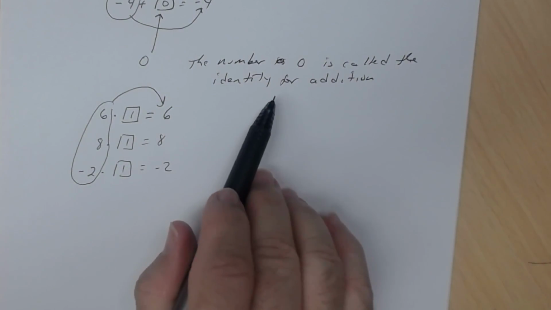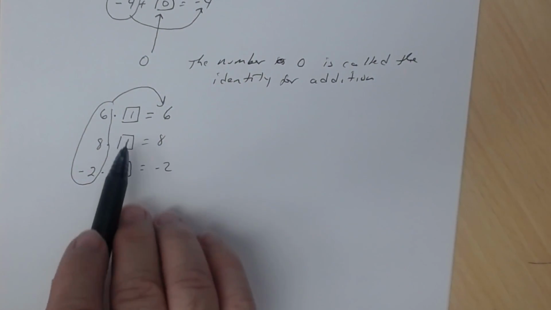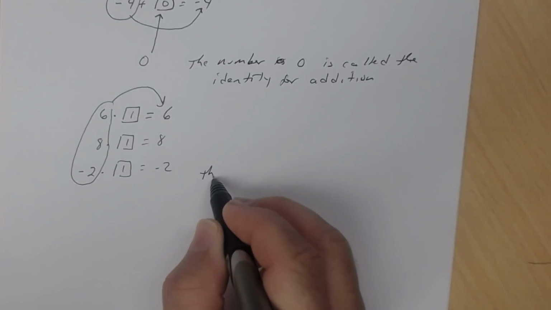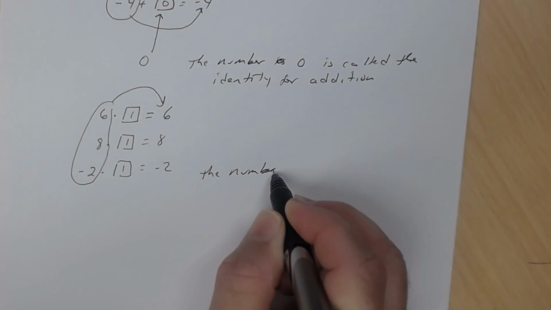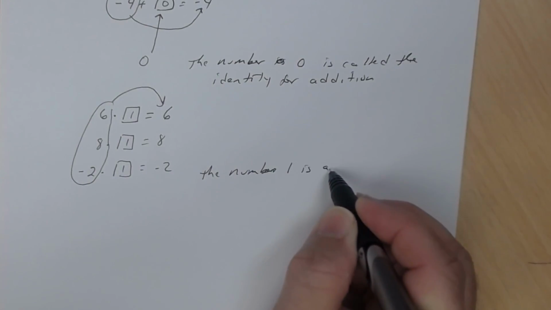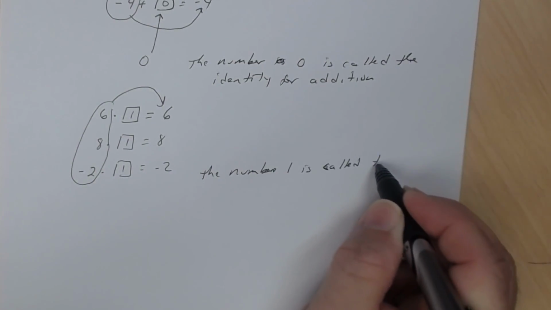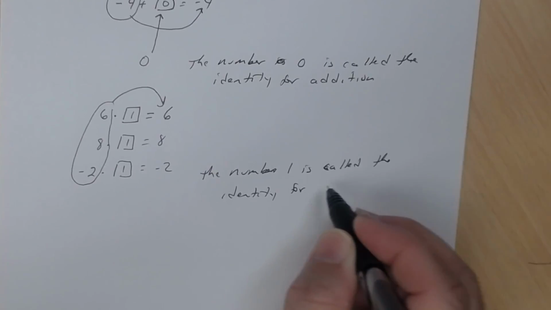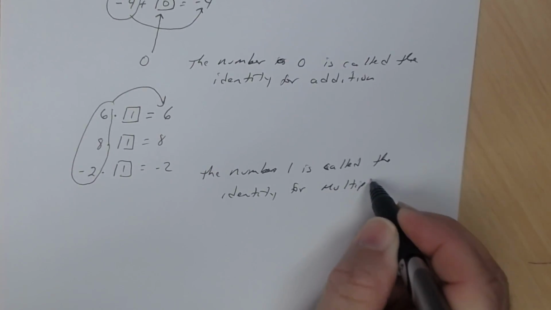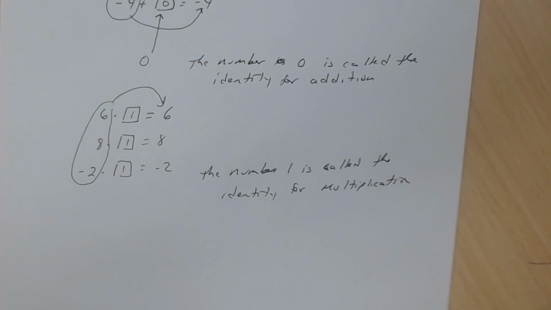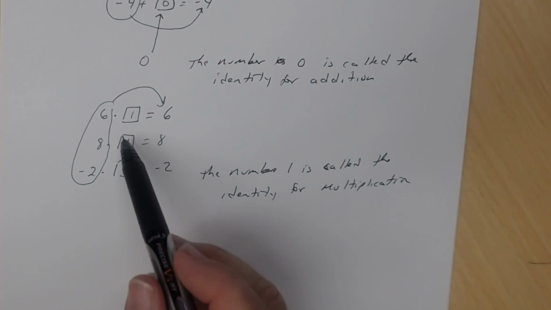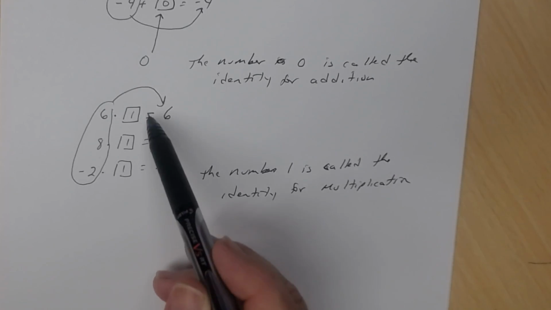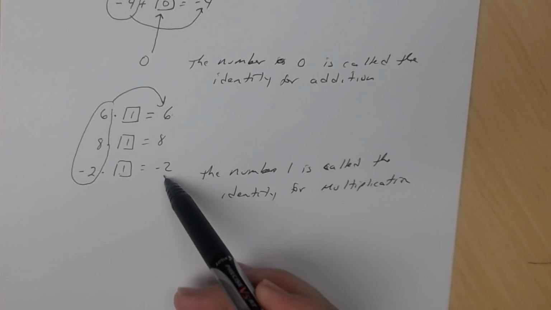And so regarding that same idea here, we're going to talk about 1. So the number 1 is called the identity for multiplication. So the number 1 is called the identity for multiplication. And so whenever you have a real number and you multiply by 1, you get that real number back. All right?